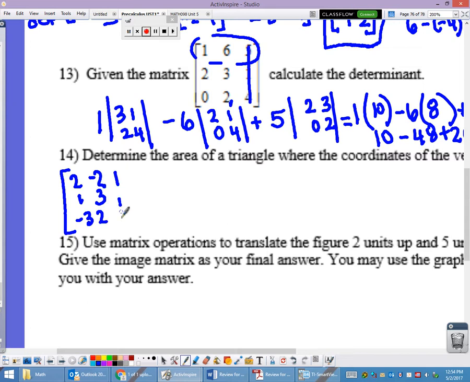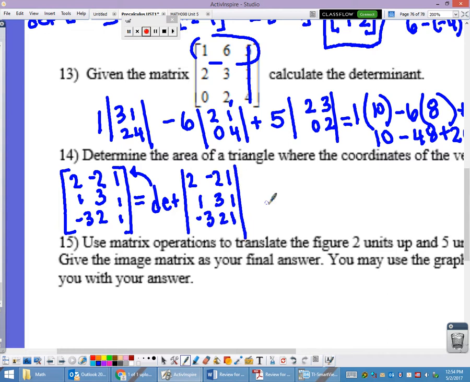Now I'm going to have this magic column of 1s. Now we kind of talked about in class that there is a very long, complicated mathematical explanation as to why that column of 1s works and finding the determinant works, but that is how we do it. So we're going to find the determinant of that matrix. And so we're going to write it like this: 2, negative 2, 1, 1, 3, 1, negative 3, 2, 1. Okay, again, those lines on either side of that indicate we're going to find that determinant.